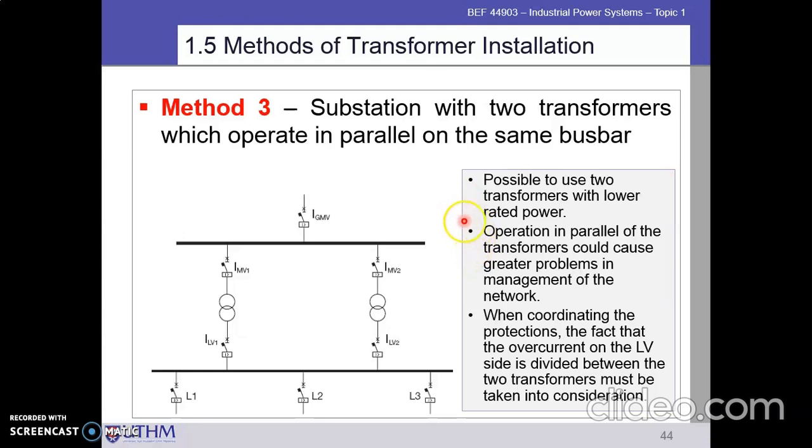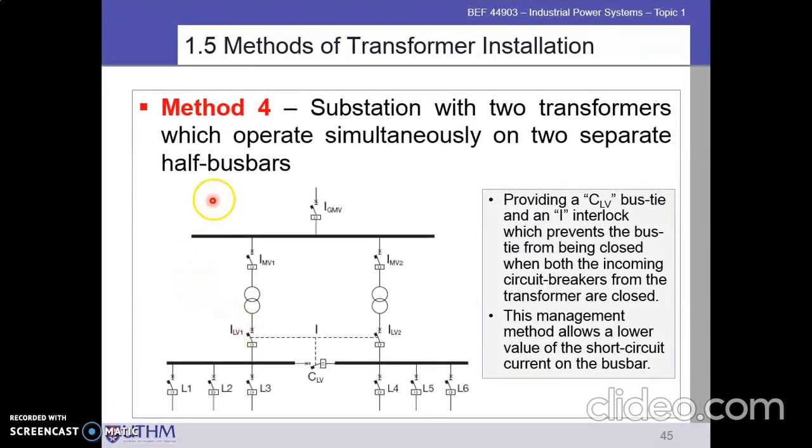Operation in parallel of the transformers could cause greater problems in management of the network. And when coordinating the protections, the fact that the overcurrent on the LV side is divided between the 2 transformers must be taken into consideration. So it means that this load shares the energy from transformer 1 and transformer 2 with lower rated power.